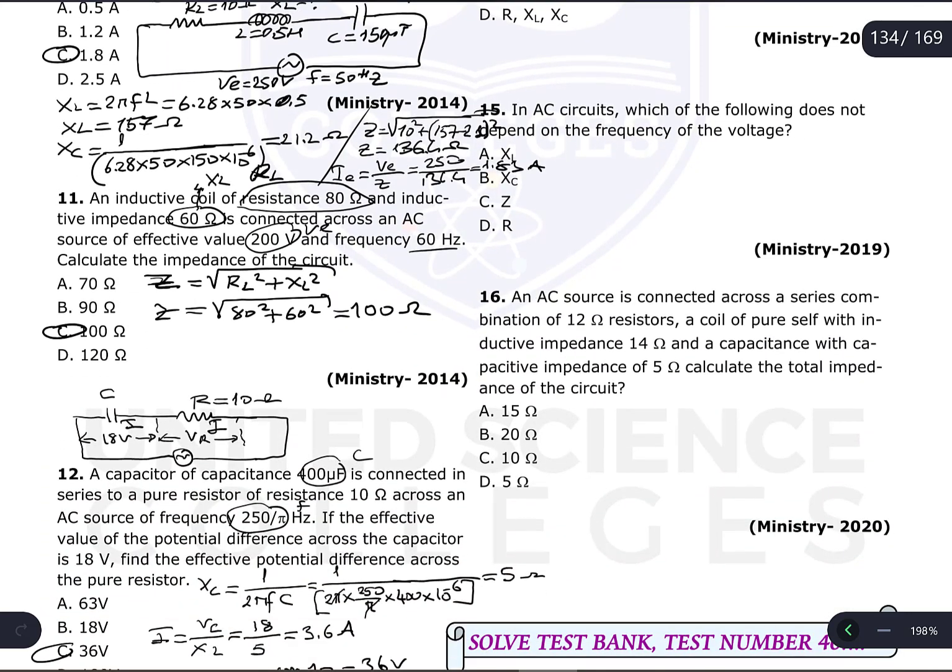In an AC circuit, which of the following does not depend on frequency? Yes, this is the resistor. We just learned that the resistance of a resistor is calculated by an equation: rho, type of the conductor, L, length of the conductor, over A, area of the conductor. Nothing else affects the resistance. Temperature also affects, but not frequency.